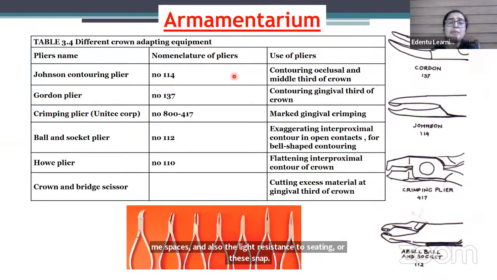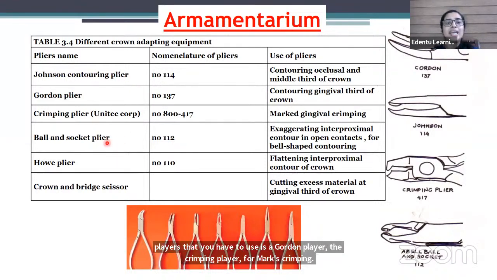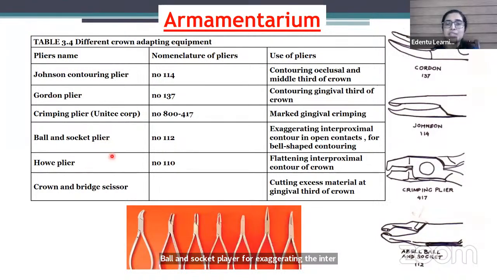Talking about the different armamentarium or instruments that you will have to use for the same, we have the different pliers. Johnson's contouring plier is used for contouring the occlusal as well as the middle third of the crown. The other pliers are the Gordon plier, the crimping plier for marked gingival crimping, the ball and socket plier for exaggerating the interproximal contour in open convex, the Hough plier for flattening of the interproximal contour of the crown, and the crown and bridge scissors for cutting excess material at the gingival third of the crown. So just have an idea regarding the armamentarium.